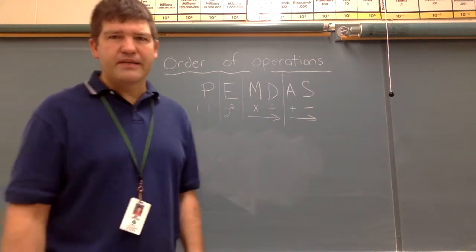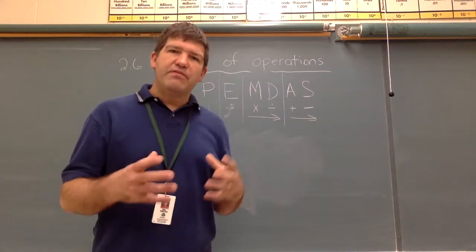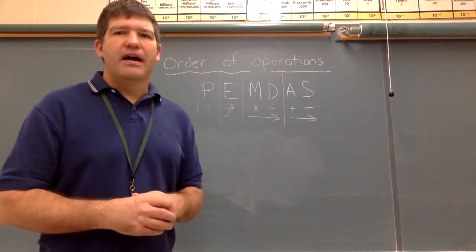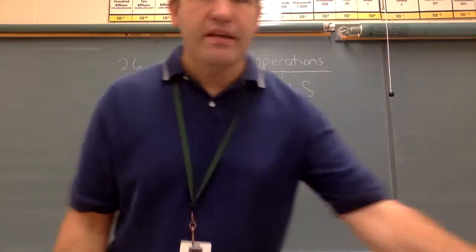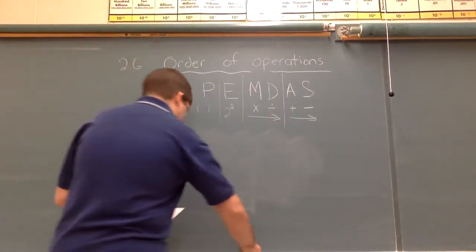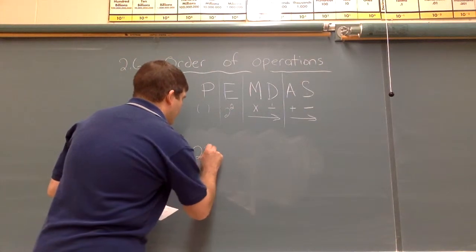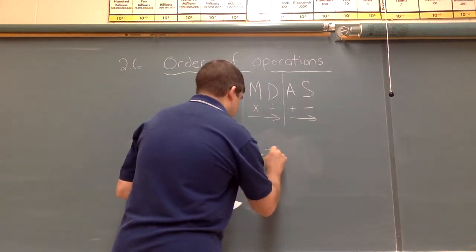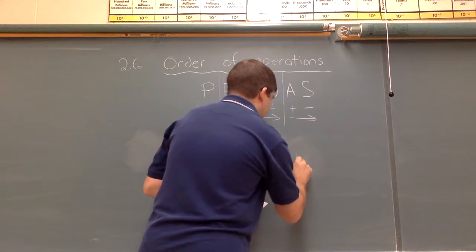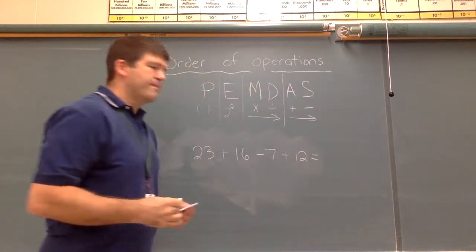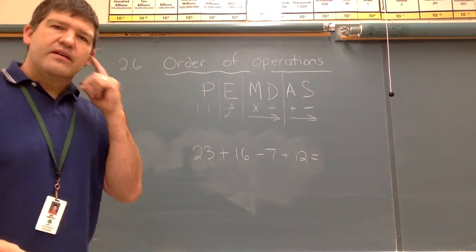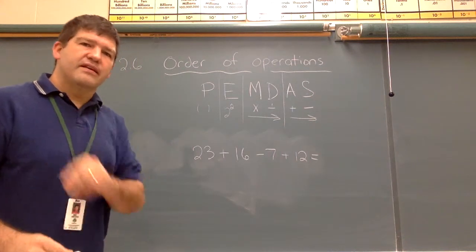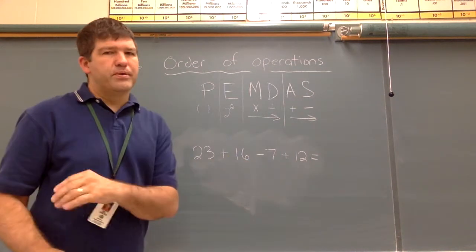And we'll do a bunch of practice here so you can see with different things, different pieces in them, how you do all the different parts. Okay? So let's start with this one. 23 plus 16 minus 7 plus 12 equals. So I start with please excuse my dear Aunt Sally. I'm going to start with the P, parentheses, no parentheses.